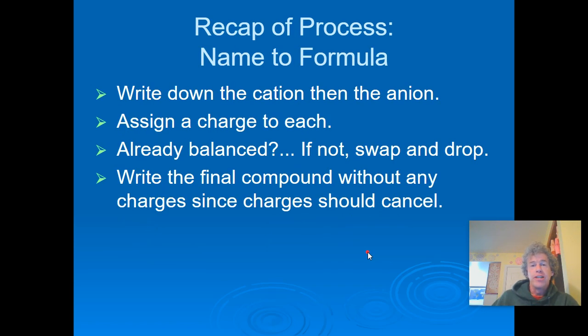So recap the process. Name to formula: first off, write down the cation, then the anion. Assign a charge to each. If it's balanced, then you're good. If not, you can swap and drop the charges. Write the final compound without any charges, since they should cancel out.